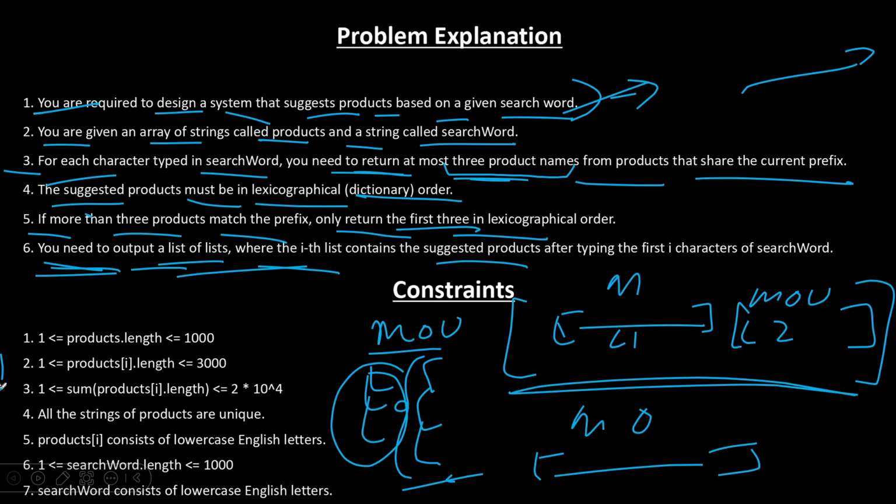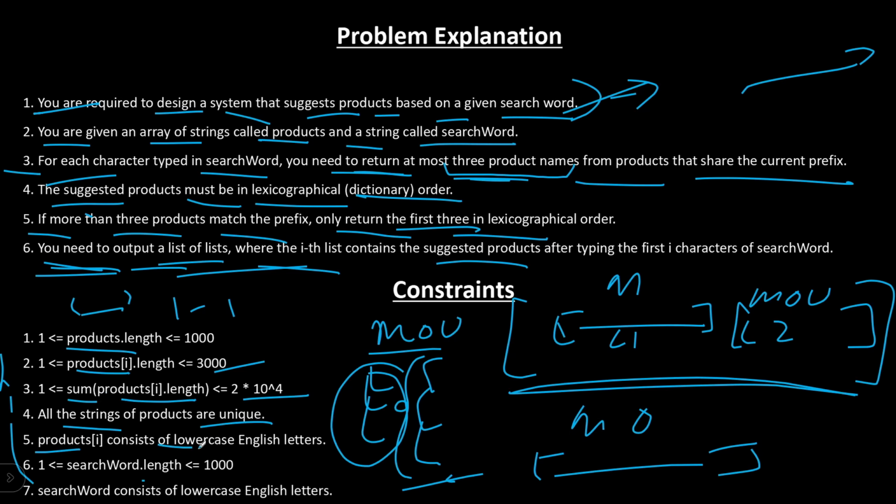Now the constraints of the problem: the products array which is given to us will have length from 1 to 1000, and each product's length would be from 1 to 3000. The sum of the products' lengths would not cross 2 times 10 to the power 4, and all the strings of the products are unique. So you won't get common strings, like getting apple 2 times. It will be apple, mango, banana, all will be unique.